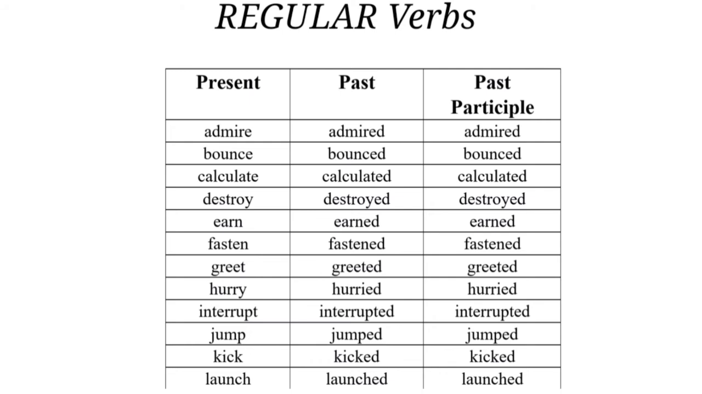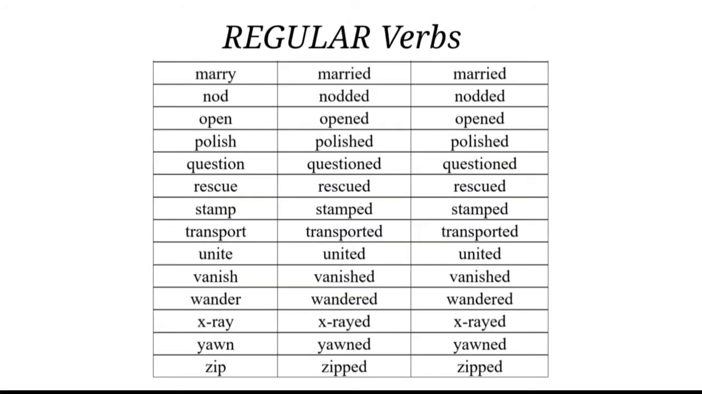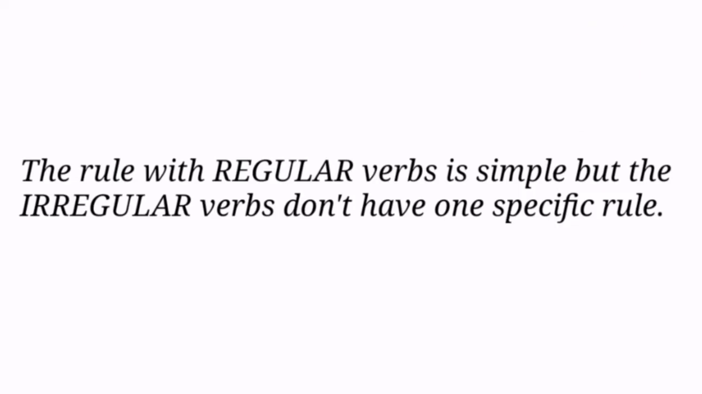Okay. Sample of regular verbs from A to Z. Admire, bounce, calculate, destroy, earn, fasten, greet, hurry, interrupt, jump, kick, launch, marry, nod, open, polish. Question, rescue, stamp, transport, unite, vanish, wonder, x-ray, yawn, and zip. The rule with regular verbs is simple. Simple, right? But the irregular verbs don't have one specific rule.